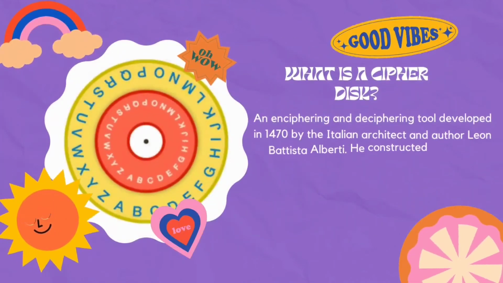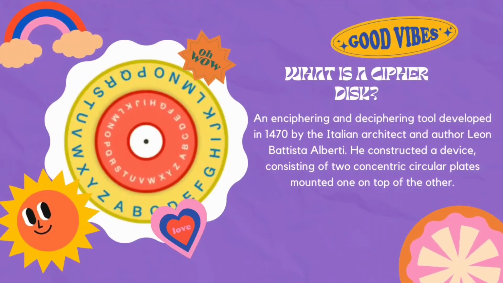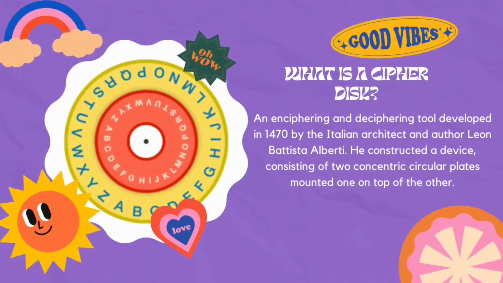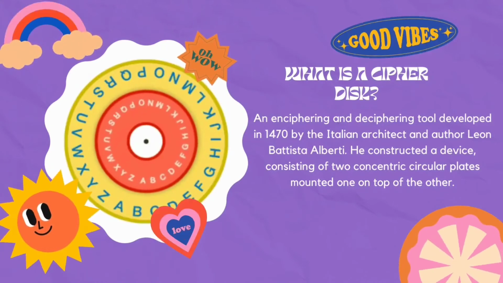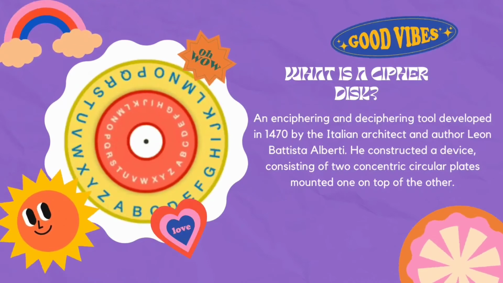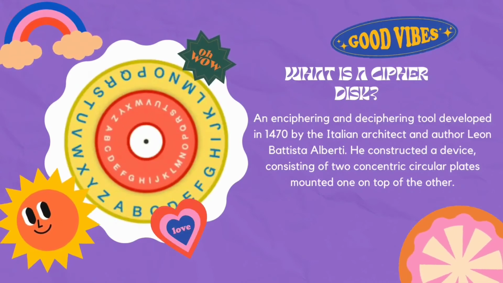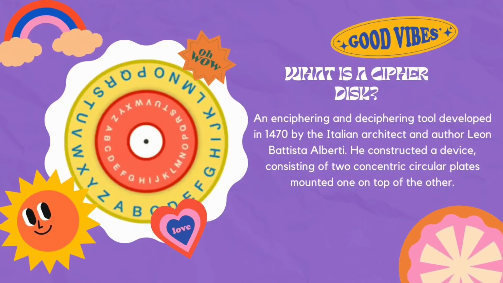What is a cipher disk? An enciphering and deciphering tool developed in 1470 by the Italian architect and author Leon Battista Alberti. He constructed a device consisting of 2 concentric circular plates mounted one on top of the other.